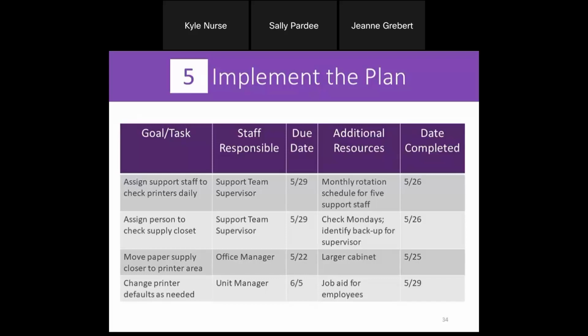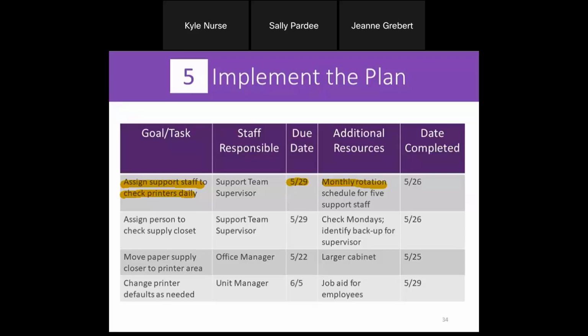The first could be to assign support staff to check the printers on a daily basis. In this case, the support team supervisor is responsible for doing this task. As you can see, the due date is May 29th. The additional resource is a schedule that shows 5 staff members who will be rotating this task on a monthly basis, which is a concern many of you raised.